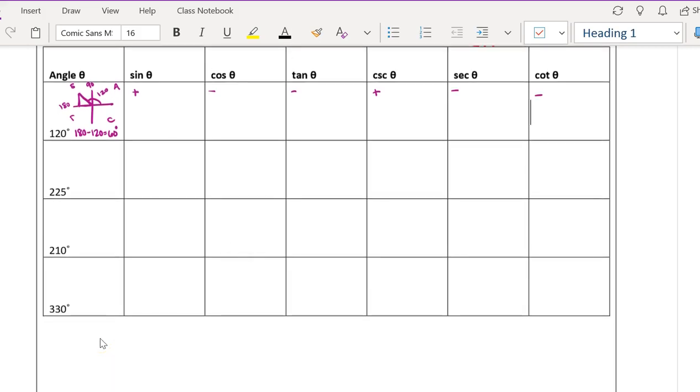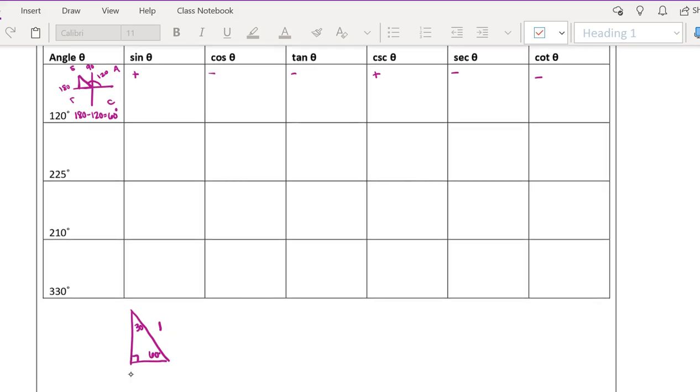And what I'm going to do is recreate a 30, 60, 90 triangle of the unit circle, which means the radius is 1. Here's my 60-degree angle. Here's my 90. Here's my 30. So if the hypotenuse is 1, the short side is 1/2, and the long side is the square root 3 over 2. Okay, so if I'm looking at the sine, it is the opposite over the hypotenuse, so that is the positive square root 3 over 2.